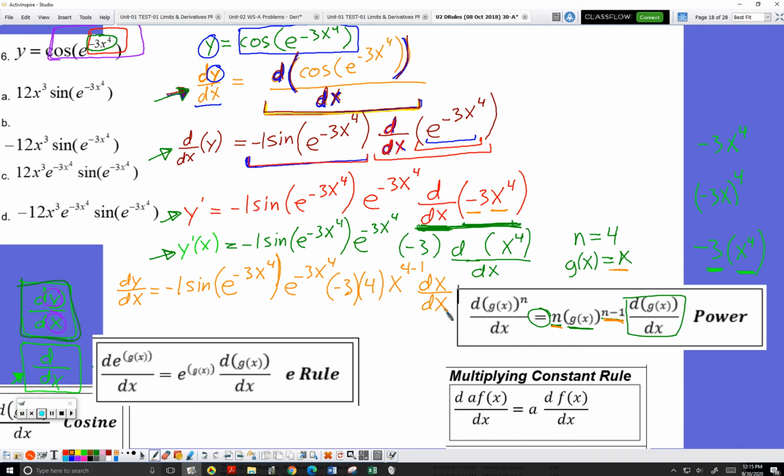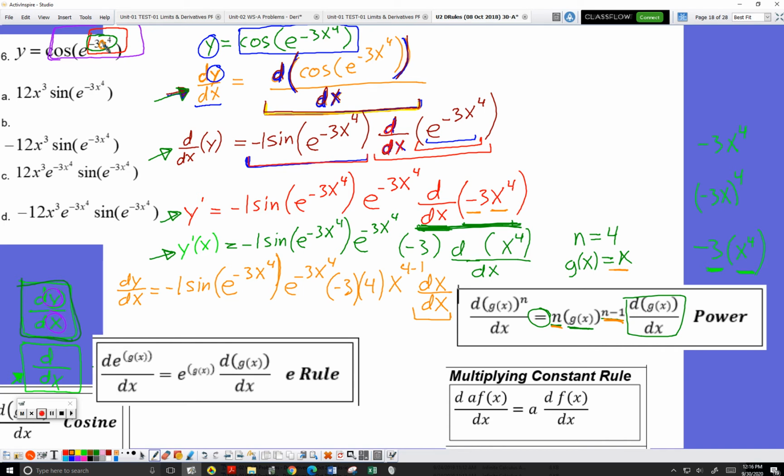Cool. This is your indicator that you are really done using the derivative operator, because dx divided by dx is 1. Multiplying by 1, we're done. The derivative operator's worked its way all the way to here. Okay? And that's how this process always works.